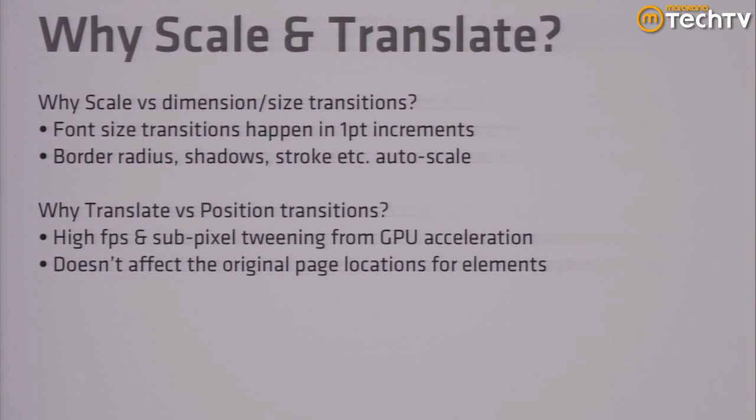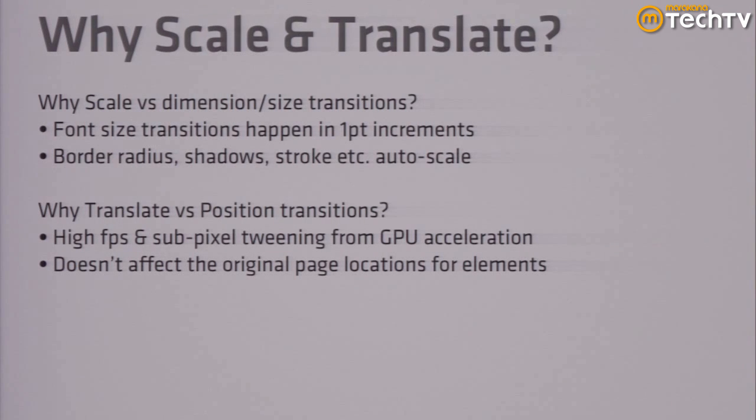So why do you use scale and translate versus dimension or size transitions? And why do you use translate versus position transitions? There's really a couple of reasons. The first is that you can try and transition font sizes, but because they're discrete properties, they will actually jump from one font size to another. So you'll get 9 point, 10 point, 11 point, 12 point, 13 point, 14 point, 15 point. And that kind of looks weird because it kind of re-renders the font while it's doing the tweening.